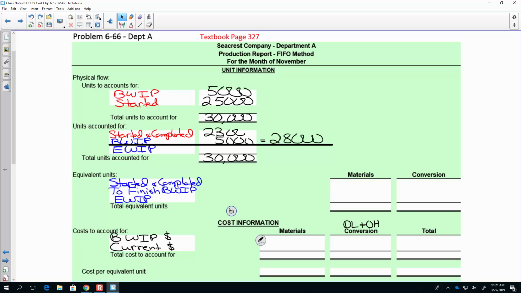23. So right now is a difference from what we did in weighted average. We just took 28 and that was it. Under the weighted average, we mixed the beginning and the current. In FIFO, we keep them separate. Ending units were, well, it must be what? 2, right? 28 plus 2 is 30.